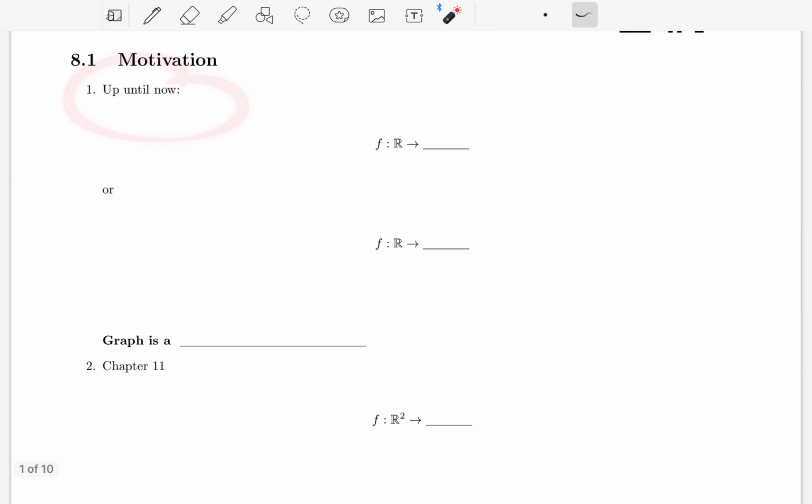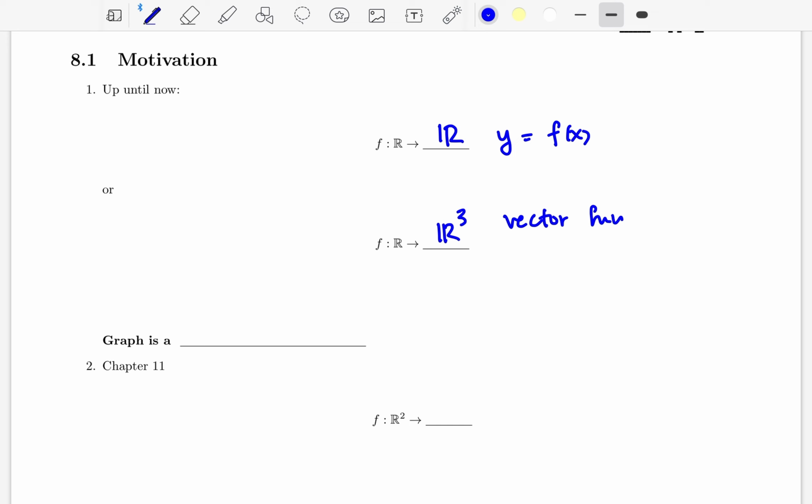Up until now, we looked at functions whose domain, the domain of our functions, was always the real numbers. In other words, we had something going from the real numbers to the real numbers, so y equals f of x. And then for the past couple of sections, we looked at functions whose domain was the real numbers, but the output or the range lived in R3 or maybe R2. So this is called a vector function. In a vector function, I have my parameter t, and then the output is a vector. Like in this case, in R3, I'm going to do x of t, y of t, z of t.